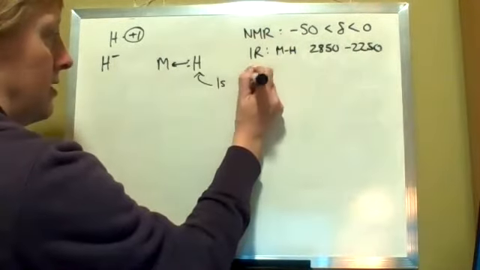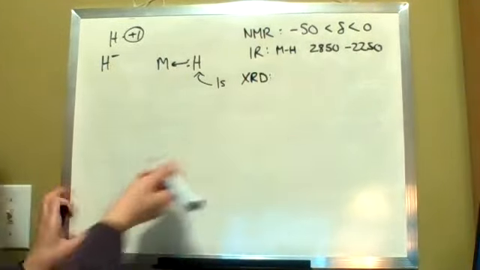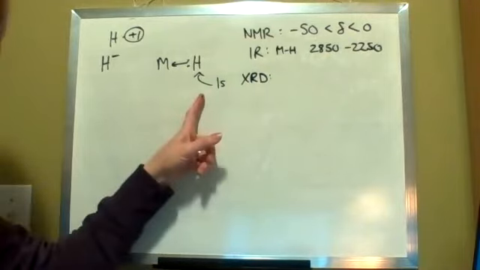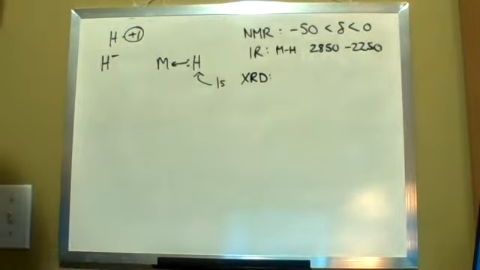And looking at XRD. So our XRD is looking at X-ray diffraction. It's diffracting from areas of electron density. Now, hydrogen really doesn't have much electron density, so you don't really see much in XRD.